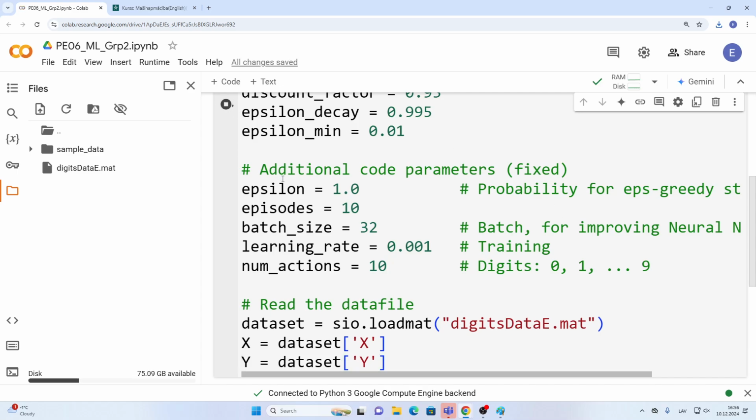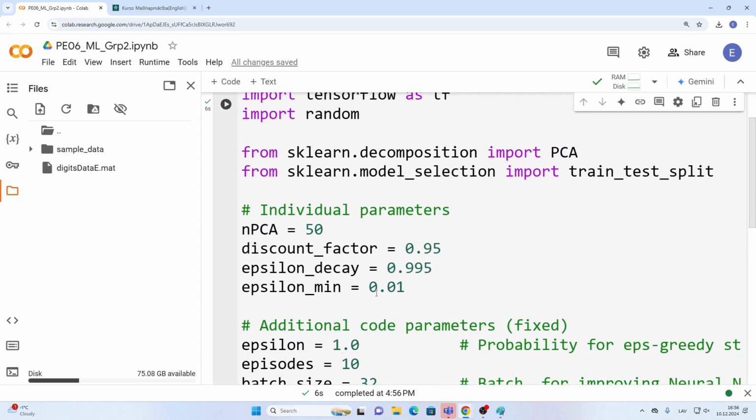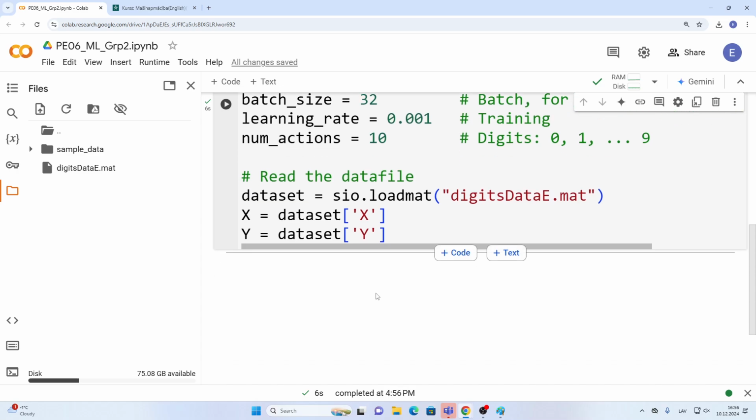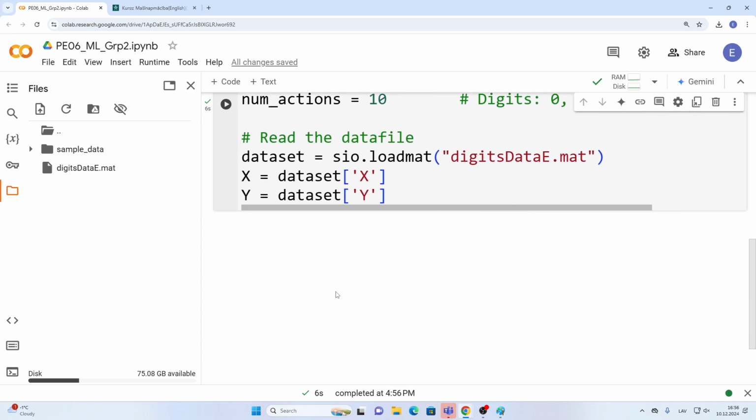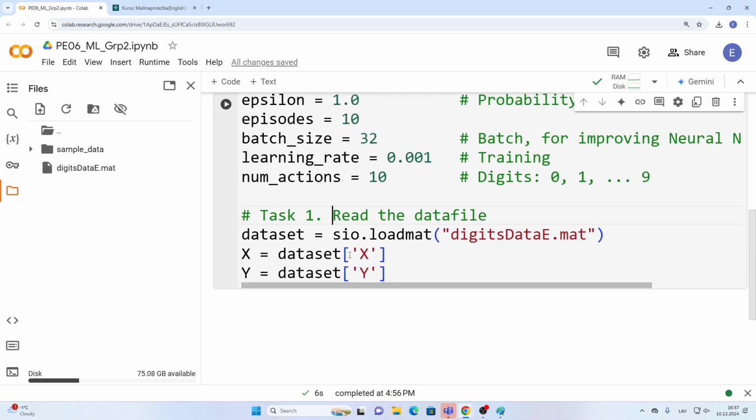It's actually a good idea to check if it's working properly, loading the data set, importing all the libraries, working fine or not. Well, everything seems to be working. So we can get to our first task. Task 1, read the data file, and all the preparations with parameters.